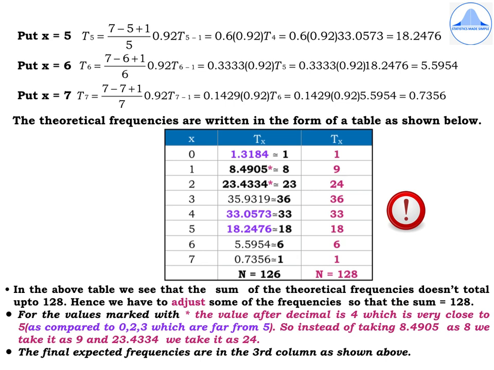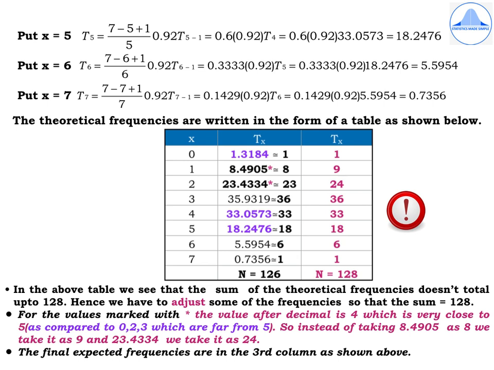Then 8.4905, I've retained it as 8. The same reasoning here. And 23.4334, also I have retained it as 23 because the value after the decimal is 4, which is less than 5. Then 35.9319, I have increased it to 36 because the value after the decimal is 9, which is a value which is greater than 5.